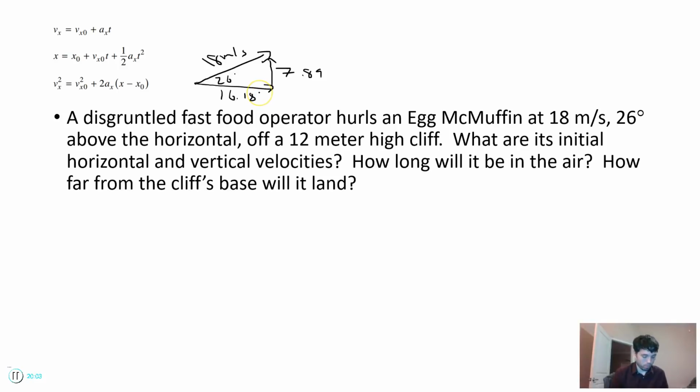Meters a second. So, okay. There we are. Got my components. Alright, what am I looking for here? Oh, he's on a cliff, 12 meters high. Okay, so he's up in the air. Alright, he's 12 meters high.